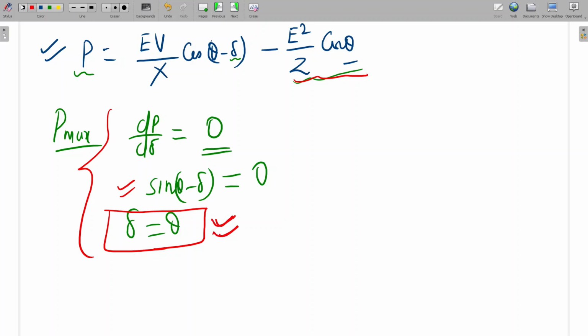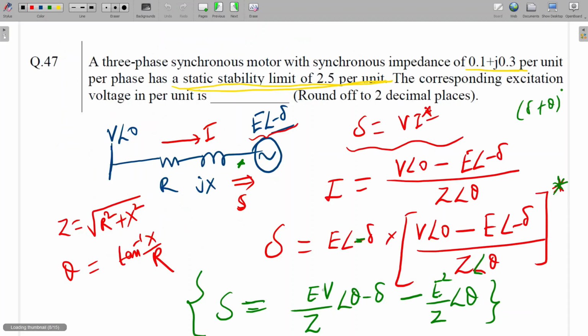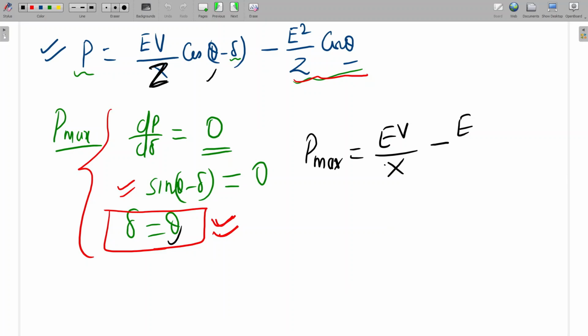So what will be the maximum power? We will put it here. If you put it here, cos 0 will be 1. So P max is equal to EV by Z minus E square by Z cos theta. I made a mistake; previously it was Z here. So this is the equation of the maximum power.